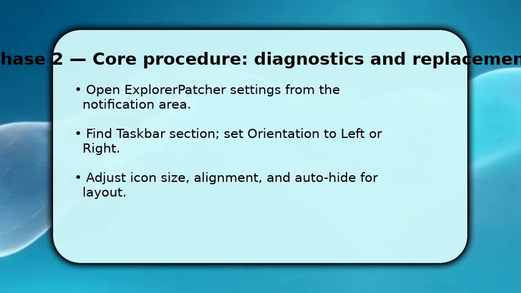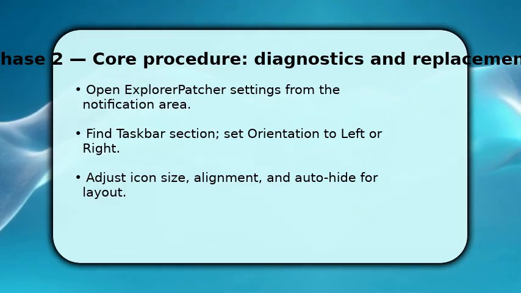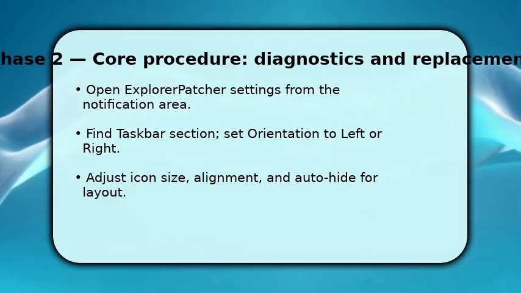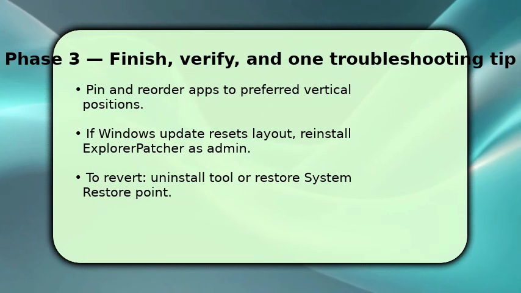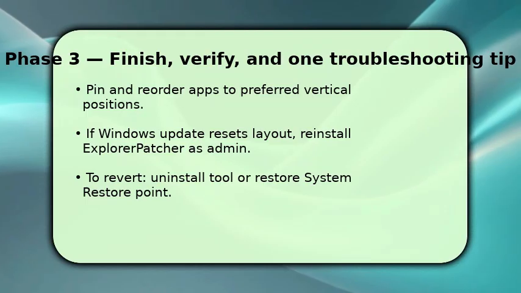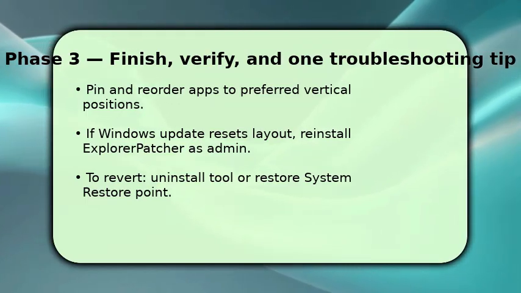Apply changes and allow Explorer to restart. The new layout takes effect quickly. If icons overlap, change icon size or toggle auto-hide to restore clarity. Finalize by pinning your frequent apps and arranging them top to bottom. This makes the vertical bar efficient.